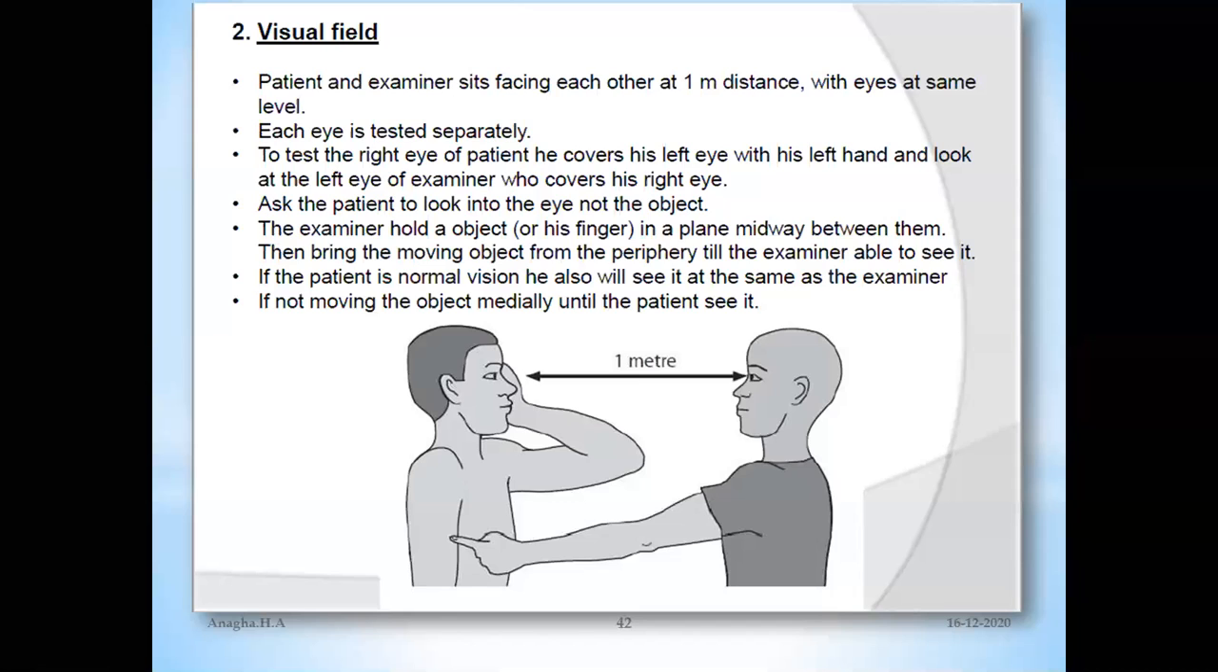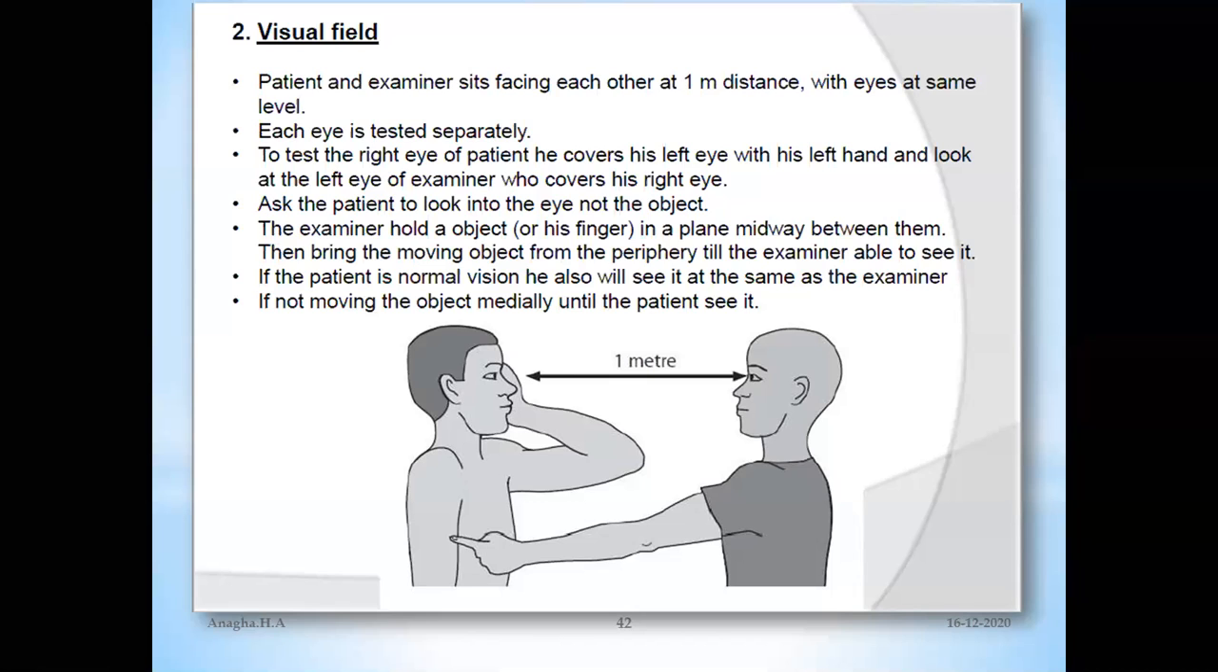Then coming to the visual field. As I said, before testing the visual field, we have to know what the visual field of humans is first. So I'll repeat that part. Visual field extends to approximately 60 degrees nasally, that is towards the nose or inward, then to 107 degrees temporally, that is away from the nose or outwards. So visual field is measured by perimetry.